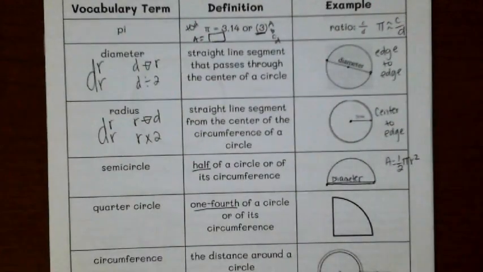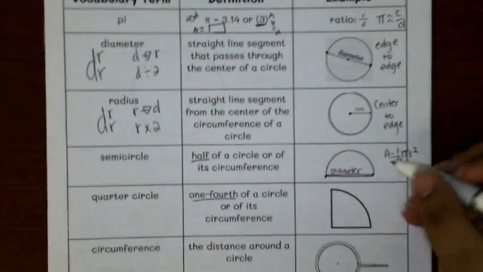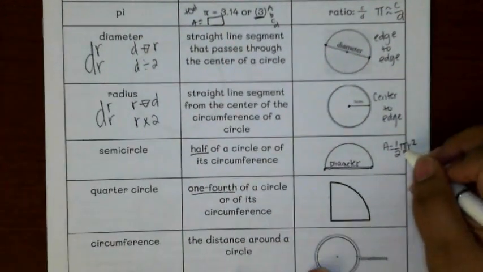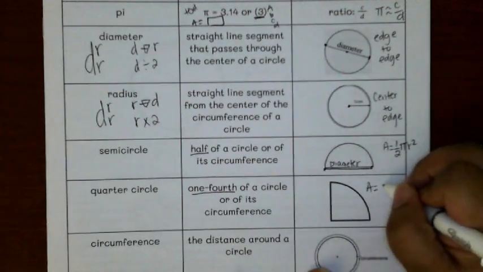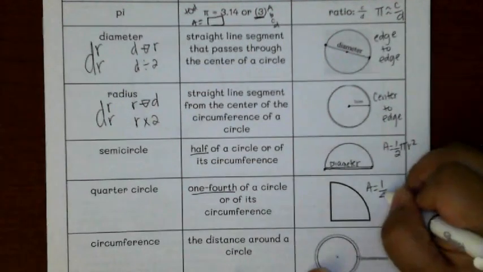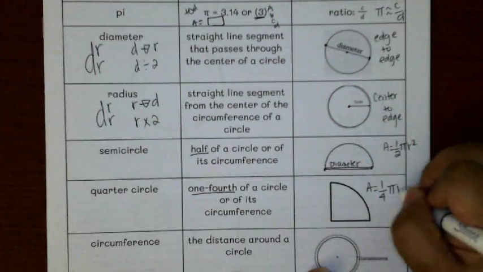Okay, quarter circle, just like half circle or semicircle, you have to do A is equal to, instead of 1/2, it's going to be 1/4 pi r squared.